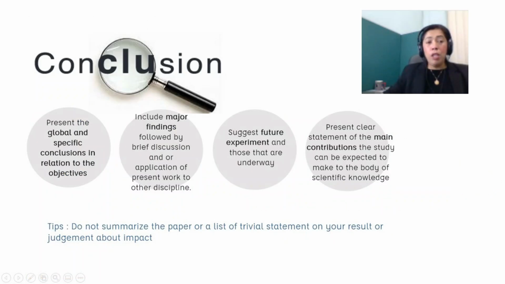And in writing your conclusion, please do not summarize the result in this part. You make conclusion in relation to your objectives. You only present the major findings of the study. And in this part, suggest the future experiment or future improvement and state the main contribution of the paper.